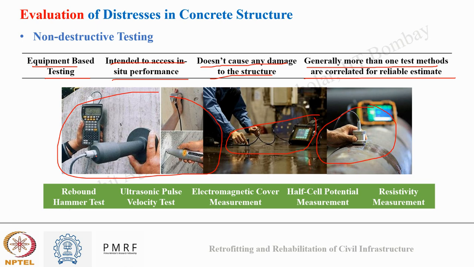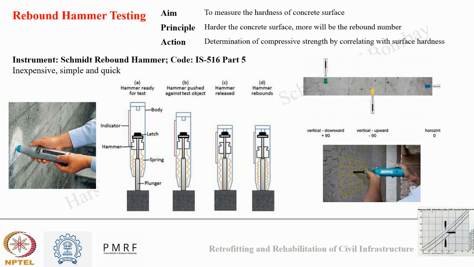Okay, within NDT there are five major tests. These are rebound hammer, ultrasonic pulse velocity, electromagnetic cover measurement, half cell potential, and resistivity measurement. We'll see each of them one by one now. So the first one is rebound hammer testing.